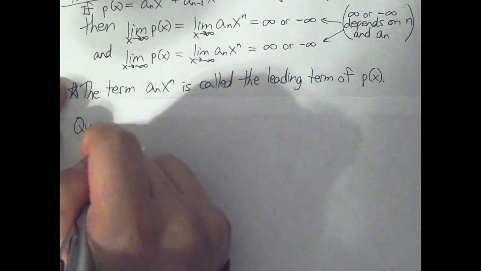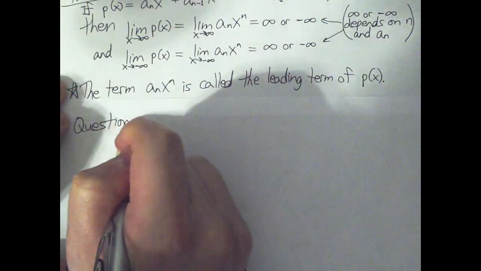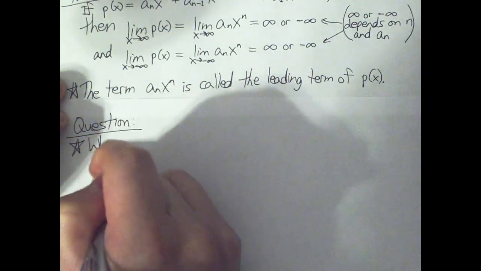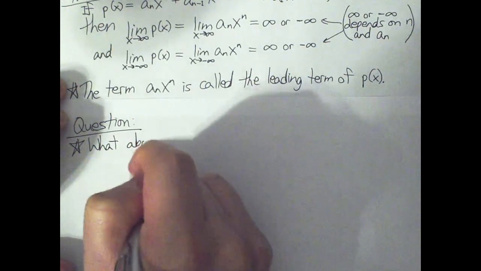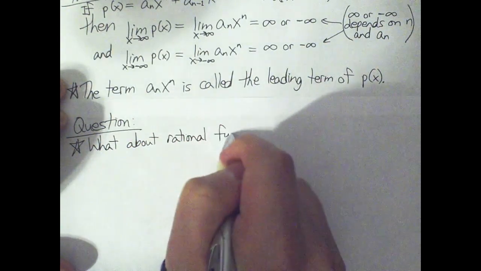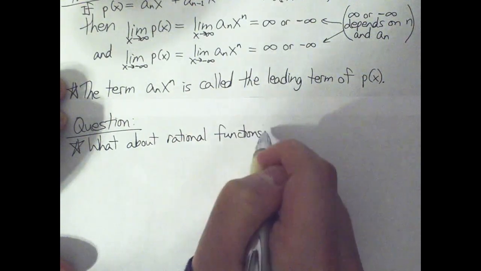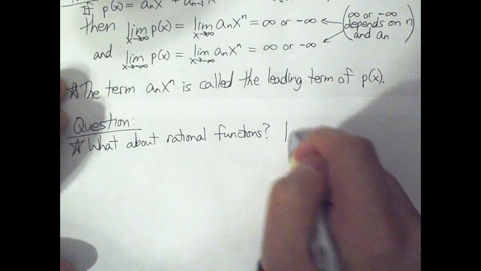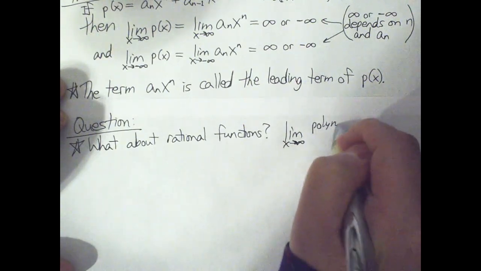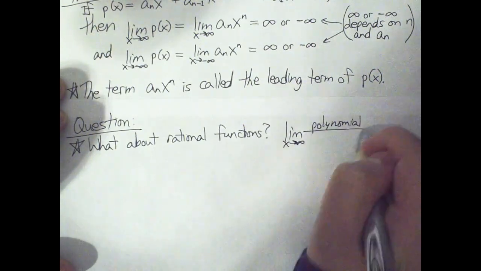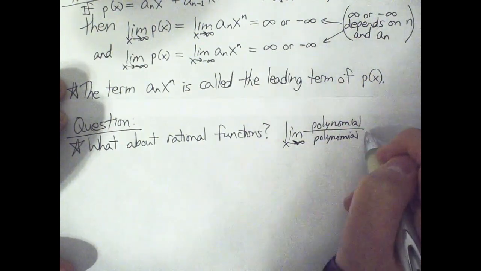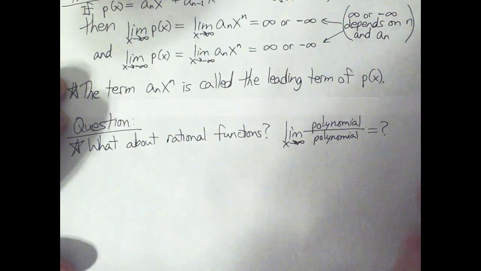We would like to have some rules or shortcuts or theorems about other types of functions as well. So the next type that we'll look at is, what about rational functions? Rational functions would be the limit as x goes to infinity of a polynomial over a polynomial. Like two different polynomials, maybe. What happens then?